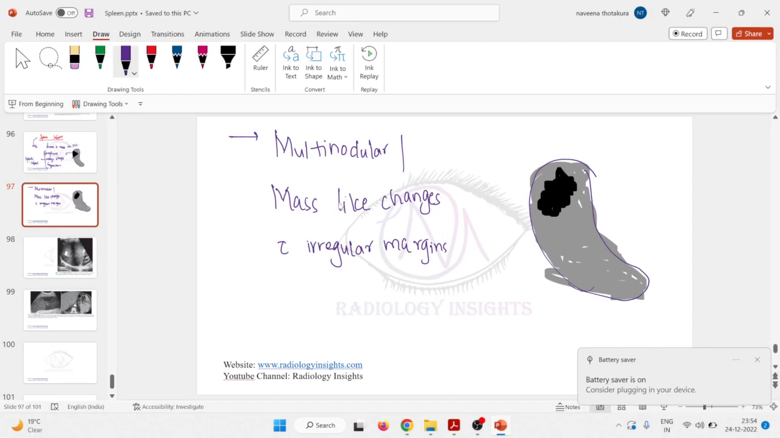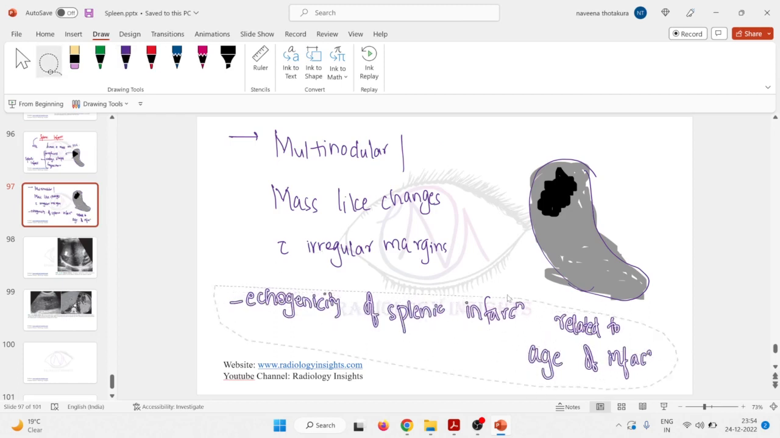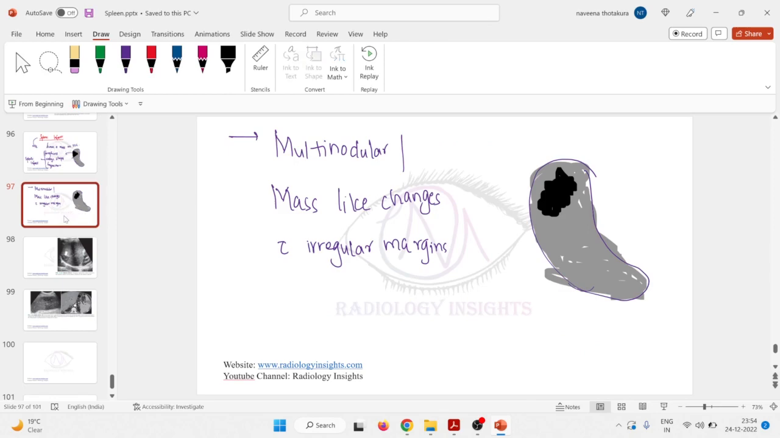Now, one important thing is that the echogenicity of splenic infarct is related to the age of the infarction. So the greater the echogenicity, the greater the age of the infarction. The echogenicity of splenic infarct is mainly related to the age of the infarction.